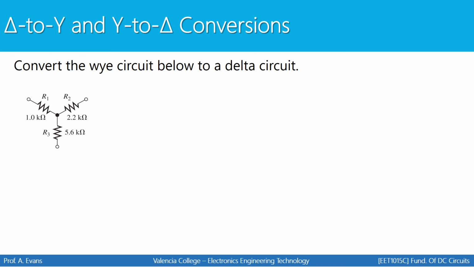Next, we're going to convert the Y circuit below to a delta circuit. In order to do that, we're just going to use those formulas shown a few slides ago, and we're going to plug and chug the values for R1, R2, and R3 into those formulas so that we can do that conversion.